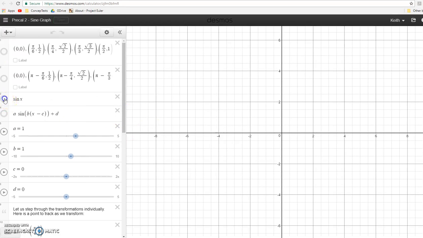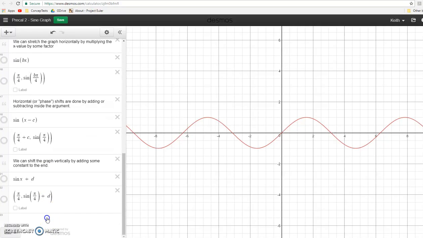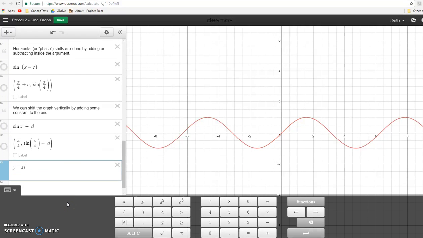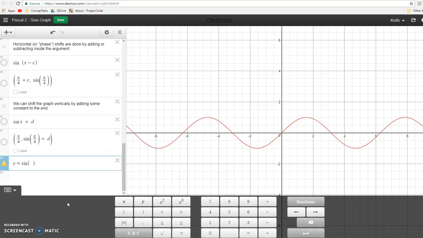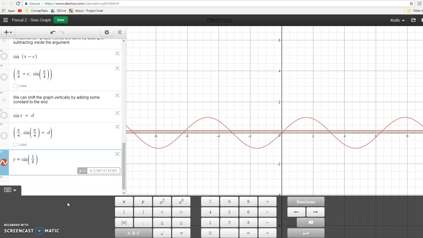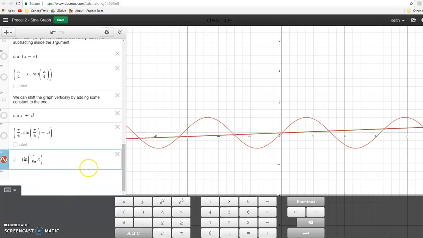So here's my sine graph normally. Goes from -1 to 1. Starts at 0 though, sine of 0, 0. Period's 2 pi. But let's try sine of 8 pi. So 1 over 8 pi x, or x over 8 pi.